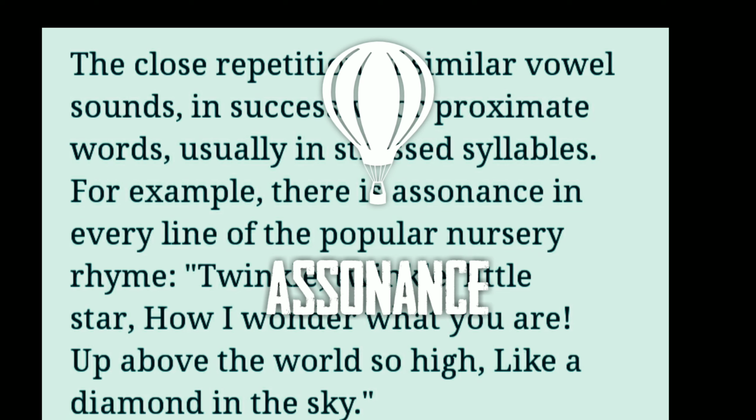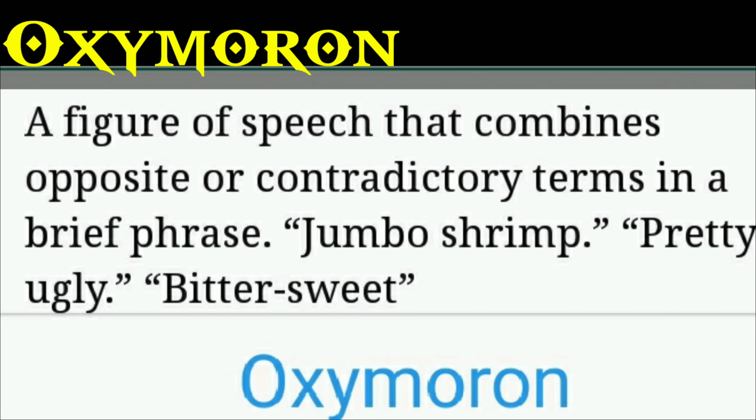Next is the oxymoron literary device, a figure of speech that combines opposite or contradictory terms in a brief phrase. Here are some examples in front of you. Opposite or contradictory terms are used in a line, like jumbo shrimp, pretty ugly, bitter sweet. With the easiest example you can see pretty ugly, bitter sweet. So two opposite and different terms are used together. So we will use the oxymoron literary device here.